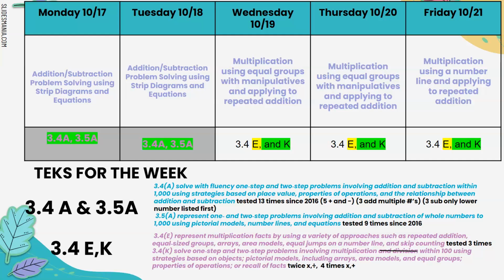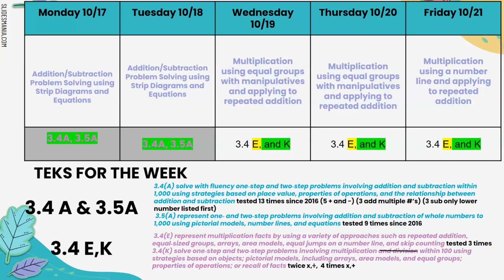times, that 3.4E. And so that's representing multiplication facts using a variety of approaches, such as repeated addition, equal-sized groups, which is the one we're working on Wednesday and Thursday, arrays and area models, which will be next week, and then equal jumps on a number line and skip counting, which will be beginning on this Friday. So that's only been tested 3 times, but it's critical in the conceptual knowledge of multiplication, and it will help with the readiness TEK of 3.4K, which we'll also be looking at this week on Wednesday, Thursday, and Friday.